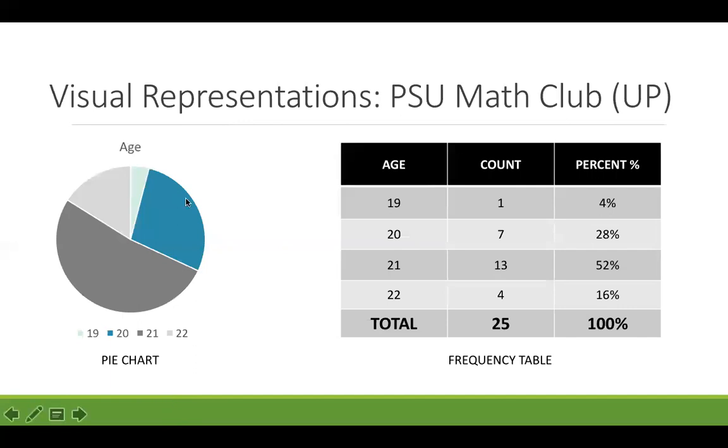Here, since the gray is the bigger chunk, it shows that most of the people in the Penn State Math Club are 21. That is also represented in the frequency table on the right that just shows a breakdown of each number. It's less of an illustration than a pie chart, but it's still very clear.